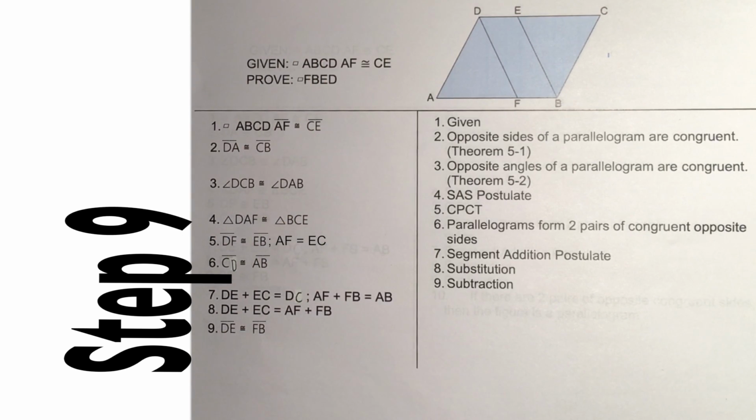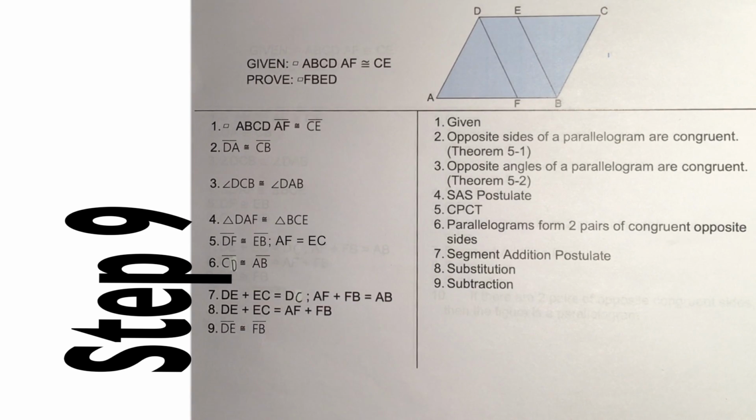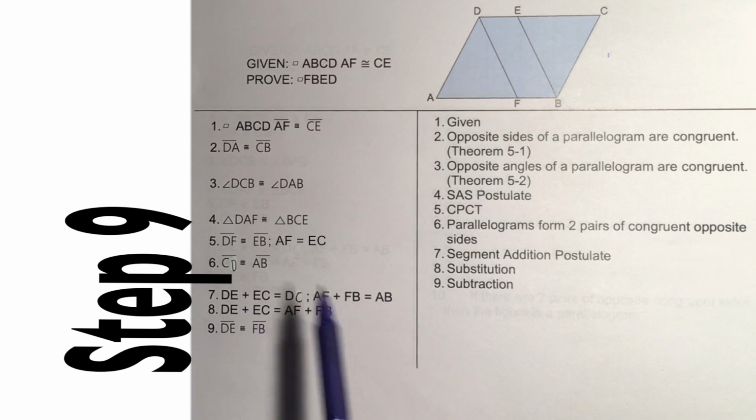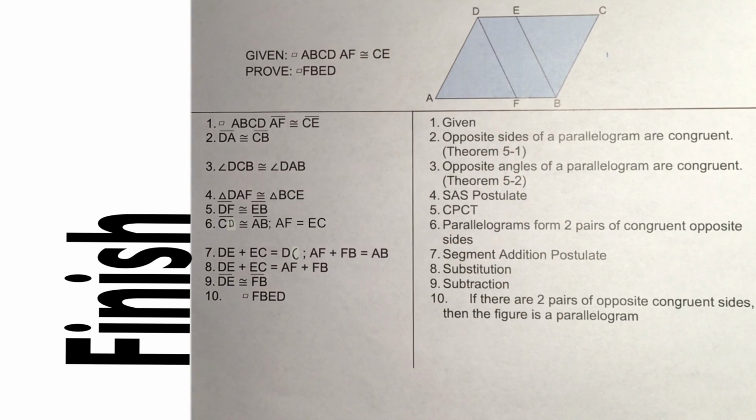Our next step is that DE is congruent to FB. This is because of subtraction. If you do the math, then you will get DE is congruent to FB. And here it is. Now we can say for sure that FBED is a parallelogram, because if there are two pairs of opposite congruent sides, then the figure is a parallelogram. And we have two opposite congruent sides, so now we can definitely say that this is a parallelogram.